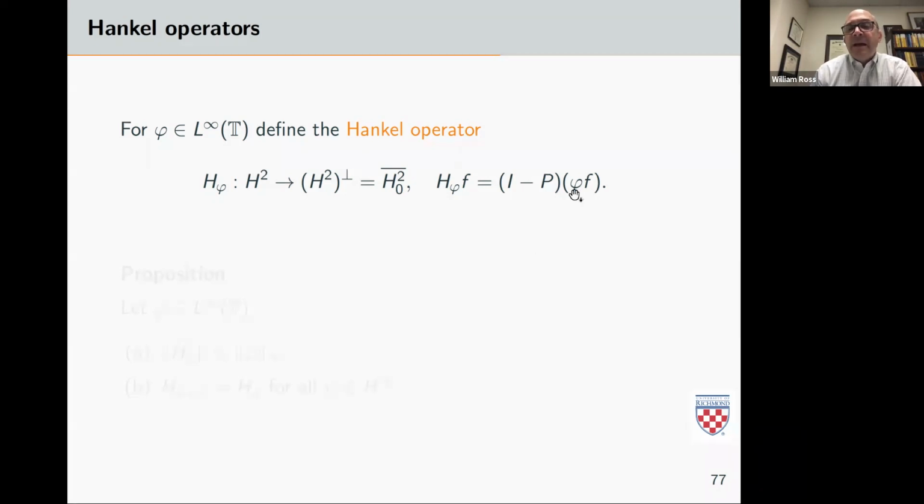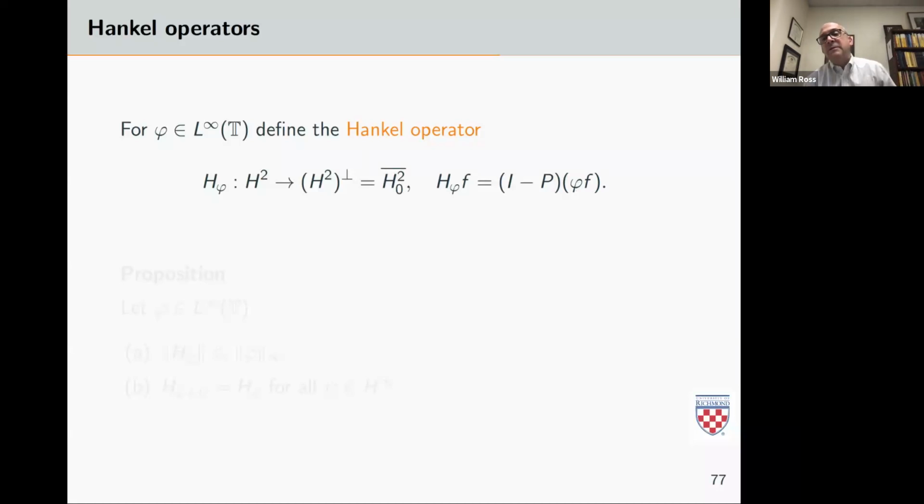And I look at the corresponding Hankel operator. So f is in H2. I multiply it by phi. So phi f is going to be in H2, right? Because phi f is only going to have a non-negative Fourier series here. And so if I take I minus P, well, that's going to project onto the orthocomplement of H2. So it'll be 0.